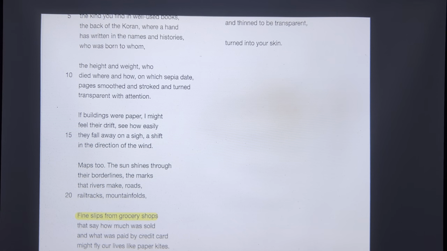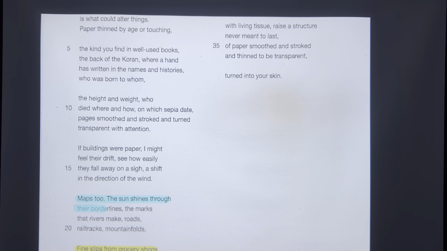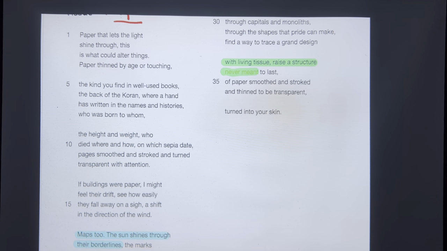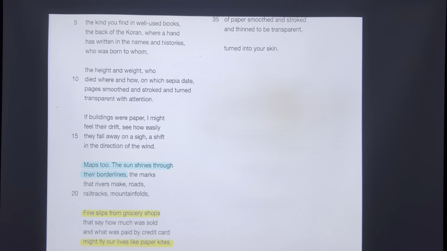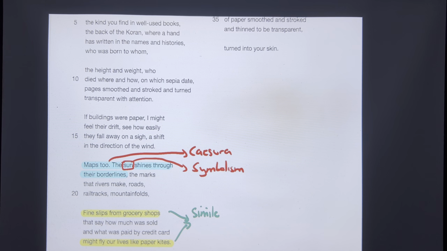Fine slips from grocery shops might fly our lives like paper kites. Perhaps too, the sun shines through their borderline. Living tissue raise a structure never meant to last. These are the quotes that I would like us to speak about. Now, what's being used and where is it being used? Over here, I would talk about the caesura. And over here, I would talk about the symbolism of the sun. But the simile over here.